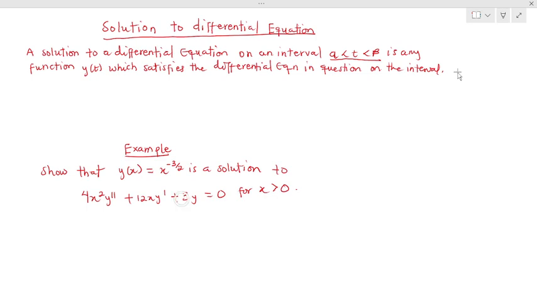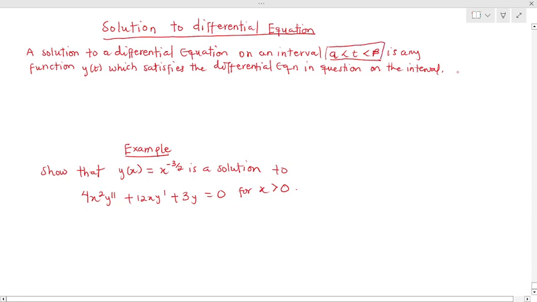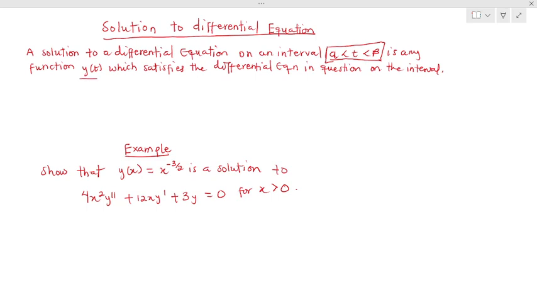So what this is trying to say is whenever you want to find a solution to any differential equation, first of all, you should know the interval with which your differential equation is valid. So we call that interval of validity. You'll be given an interval, and within that interval, you are supposed to determine the function y of t, which will satisfy your differential equation.